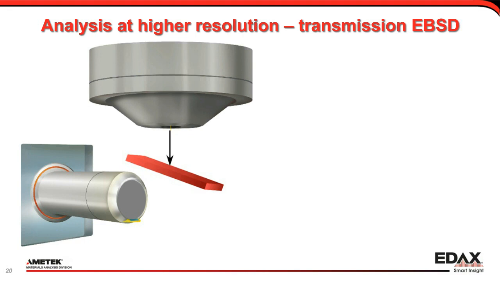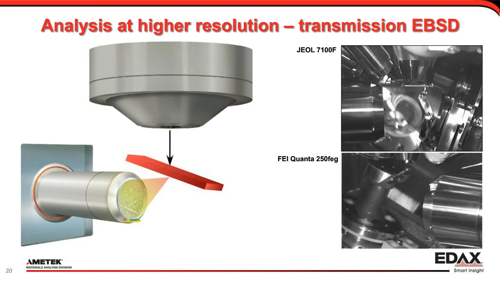This also allows the EBSD data to be collected in a different configuration that allows collecting maps with high spatial resolution. For this, the sample has to be mounted close to horizontal under the pole piece. The patterns are then generated at the bottom of the foil and projected onto your standard EBSD detector. No special detector modifications or software settings are required apart from a dedicated specimen holder. The chamber view images here show the measurement geometry with two different transmission EBSD sample holders combined with a Hikari EBSD detector in a JEOL 7100F and an FEI Quanta 250 FEG scanning electron microscope.